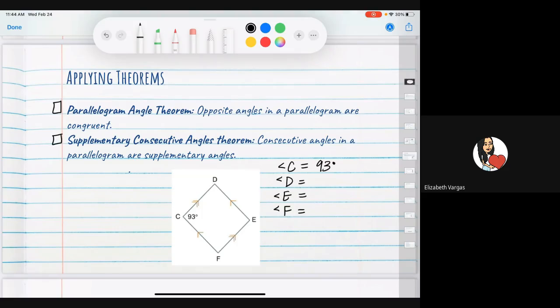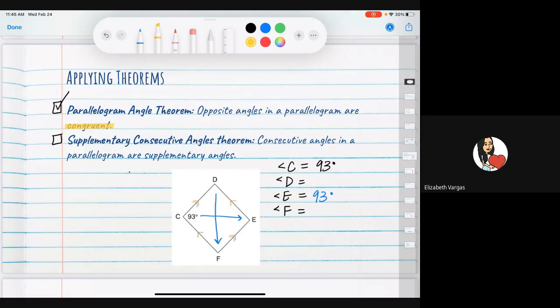I'll go ahead and do the parallelogram angle theorem, which basically says opposite angles in a parallelogram are congruent. So I want to see what the opposite angle of the angle that I know is. It is E, and so that means that E would be equal to 93 degrees because those opposite angles have to be congruent. Okay? So do I have any other opposite angles? Yes, I do, but I don't necessarily know what those missing angles are. And so we're going to go ahead and figure them out.